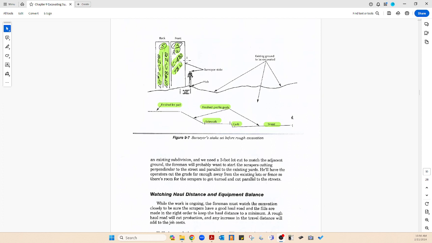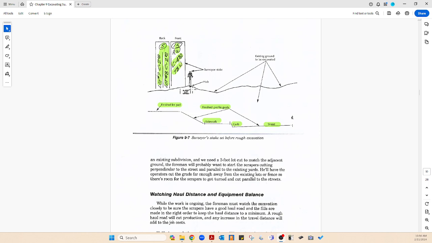This is the surveyor's hub right here. This is one lath. On one side of it, its offset is 5 foot. Now, let me catch up here. The right-of-way, right here, is 15 foot off the right-of-way. The right-of-way is 15 foot off. It has a cut of 4 8/10.